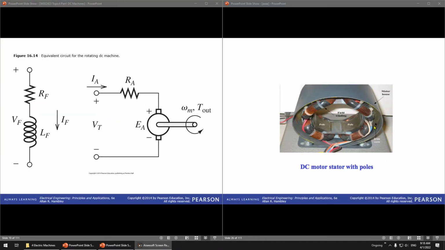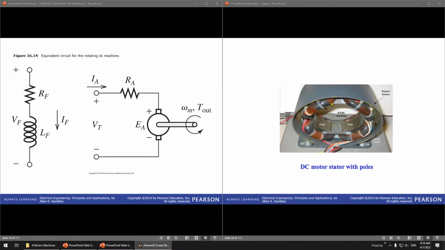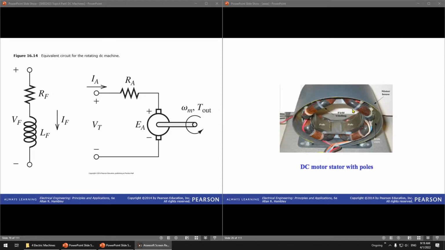So this is the stator, and this is the rotor. Recall back from yesterday, you have the stator and you have the rotor. You can see here this is the field winding at the outside, and it is represented as the resistance. For the DC rotor, the winding here is represented as this one, so you have the RA. The coil has resistance, so this is represented as RA and EA. When the motor rotates, it will generate EA. So make sure you understand how this is represented.